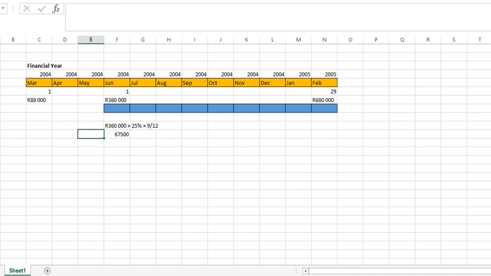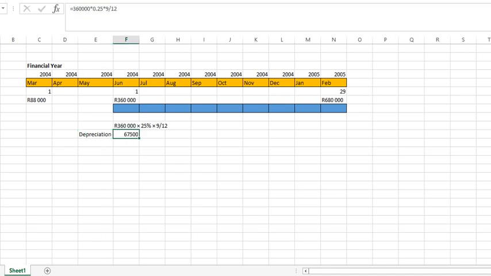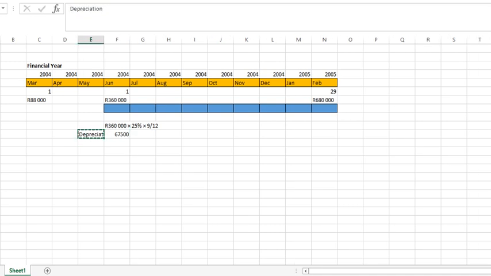67,500. So let's just put this here. Okay, so our depreciation on this new vehicle which we bought is 67,500 Rand for the year. Okay, but if we look at it, so that's our new vehicle.